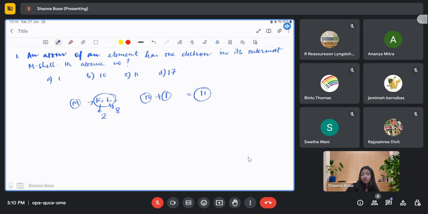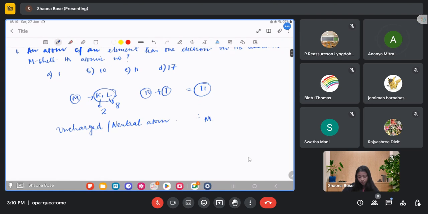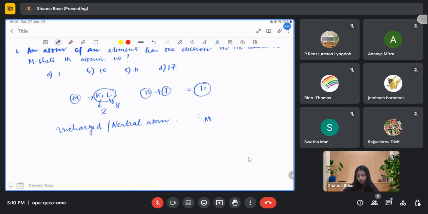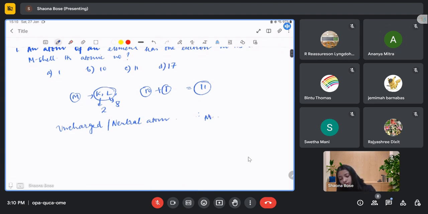Yes. So because this is an uncharged or neutral atom, the number of electrons is equal to the number of protons. So that is equal to 11. That is its atomic number. So the correct answer is C.